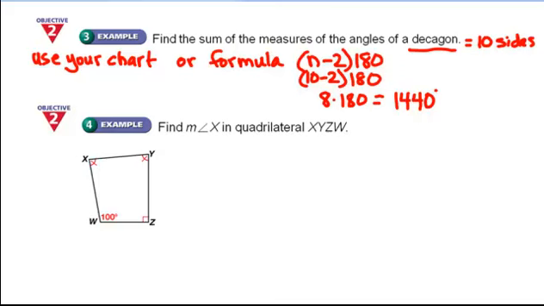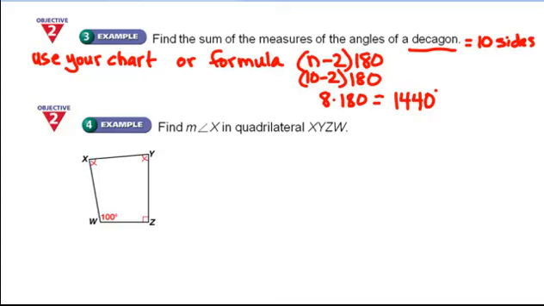Okay, example 4. Find the measure of angle x on this quadrilateral. Before we do, let's take a look at what we see in the quadrilateral. It has 4 sides, and I know that a 4-sided shape, when I look in the chart, has to have a measure of 360 degrees for the sum of all of its angles.